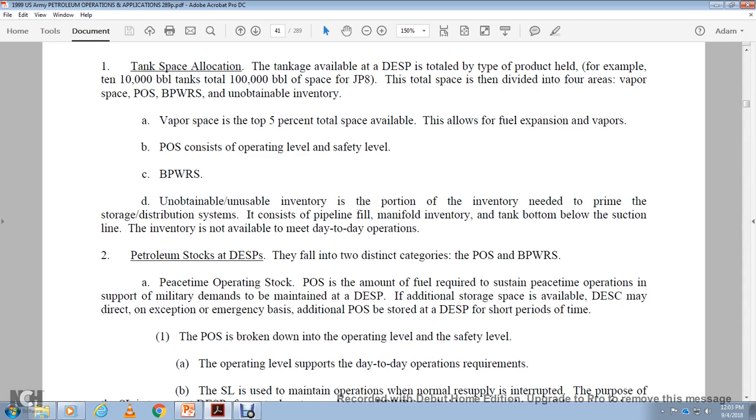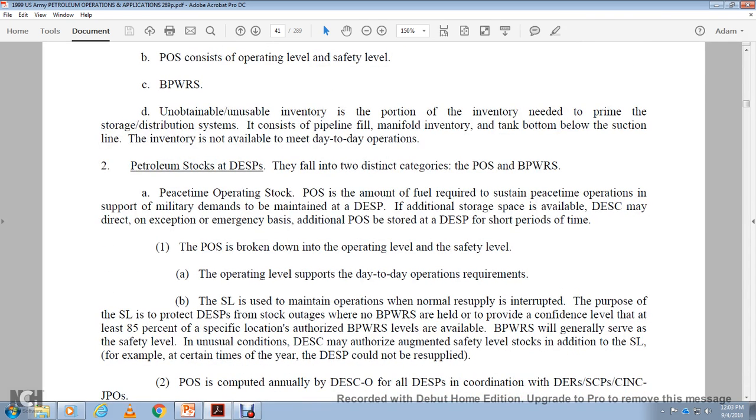The POS is broken down into the operating level and the safety level. The operating level supports the day-to-day operation requirement. The SL is used to maintain operation for the normal supply, and the purpose of the SL is to protect the DESP from stock out.